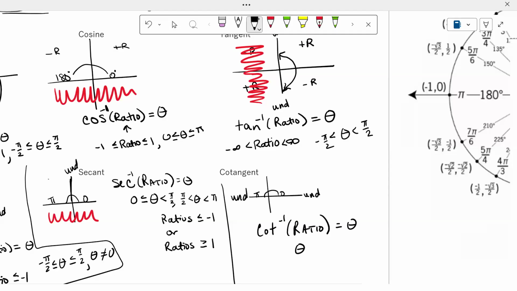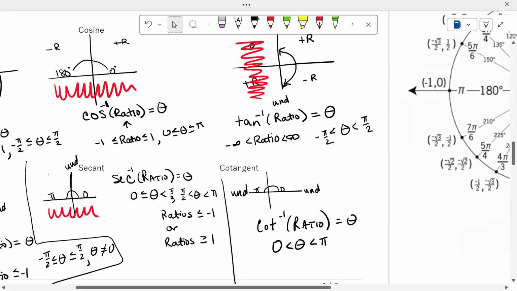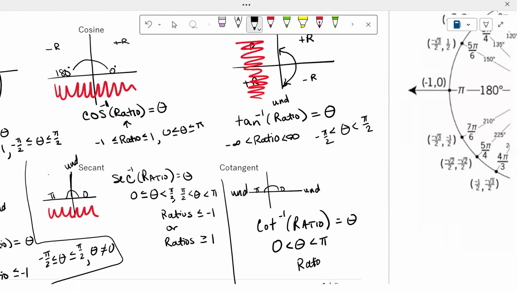theta is going to go from 0 to pi. And notice I'm not including them because they were asymptotes on the graph, right? And then let's talk about the ratio. If you think about what the graph of cotangent looked like, the ratios were all real numbers. So -infinity to infinity.